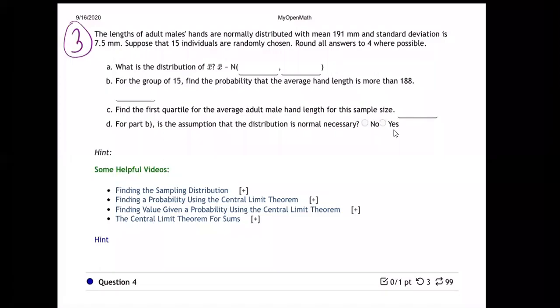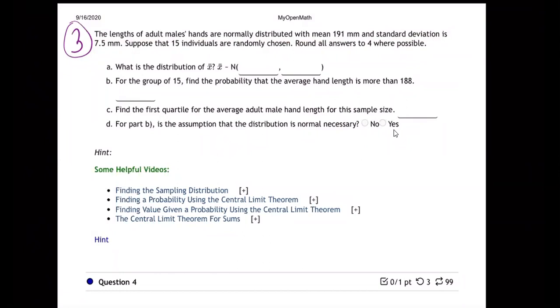Okay, so it says the length of adult males' hands are normally distributed with mean 191, standard deviation 7.5. Suppose that 15 individuals are randomly chosen. Round all answers to 4 where possible. Okay, so we're talking about a group again.